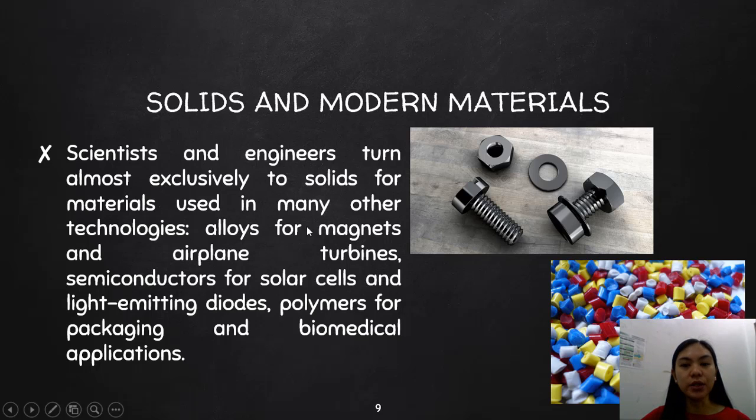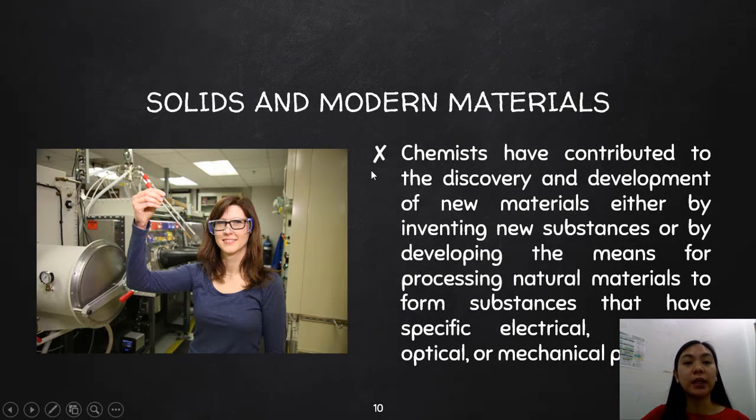So it says here, alloys for magnets and airplane turbines, semiconductors for solar cells and light-emitting diodes, polymers for packaging and biomedical applications. So chemists have contributed to the discovery and development of new materials either by inventing new substances or by developing the means for processing natural materials to form substances that have very specific electrical, magnetic, optical, or mechanical properties.